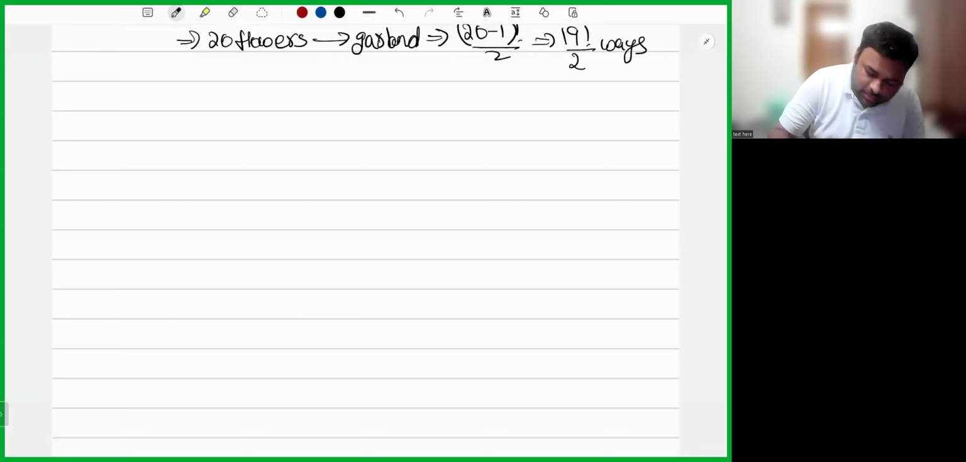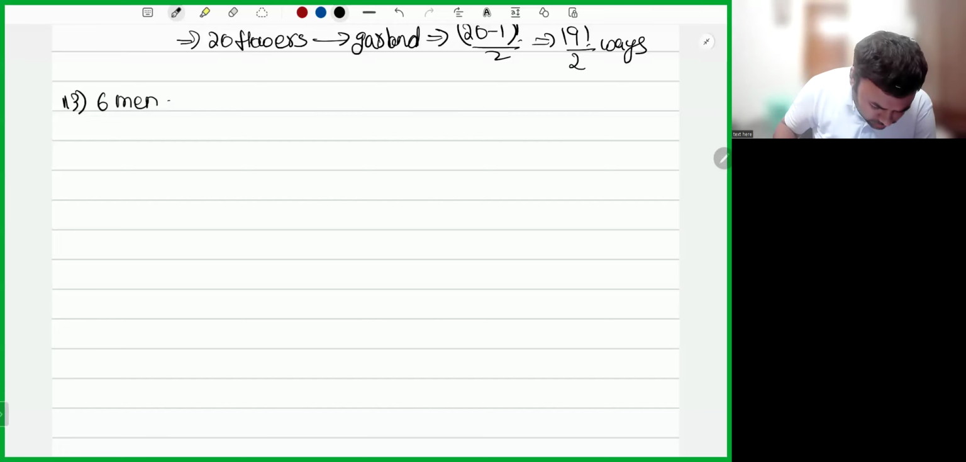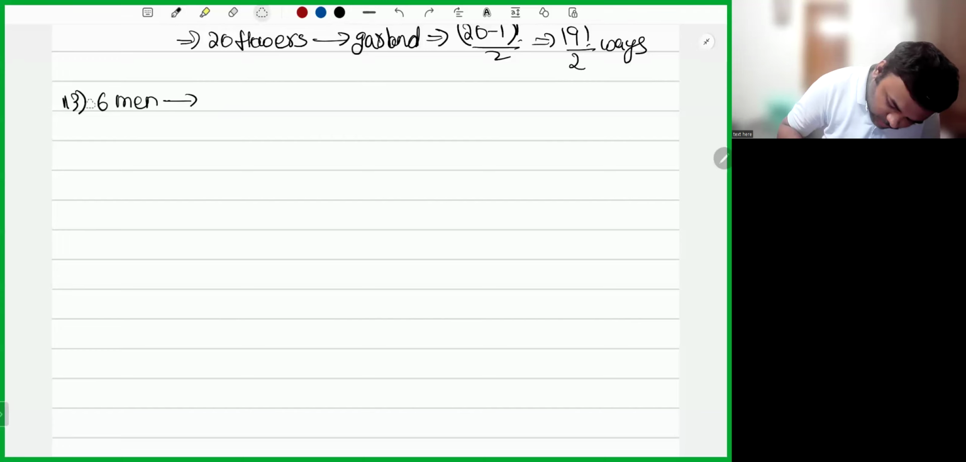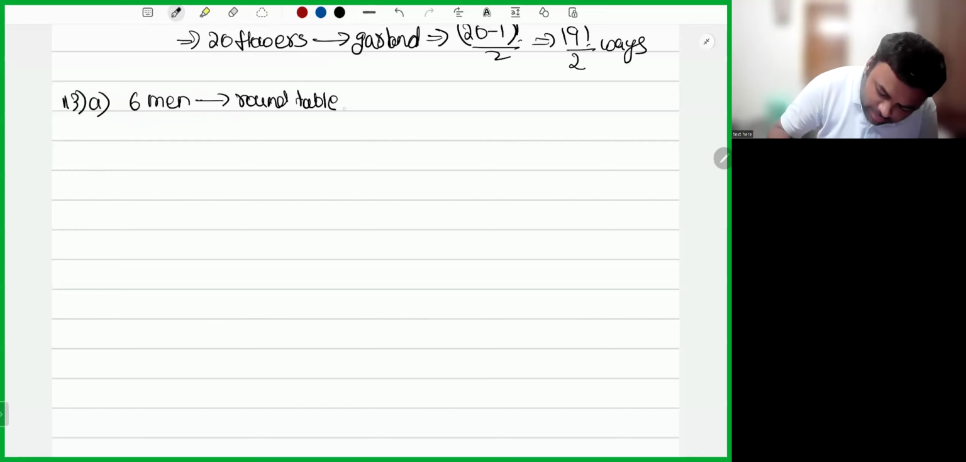Now see this question, everybody. Question number 13. Point number A: 6 men are there. You need to form a round table conference. How will you form a round table conference if 6 men are there? Obviously, it is 6 minus 1 factorial, which is 5 factorial.